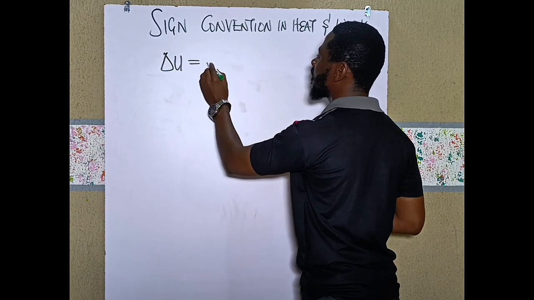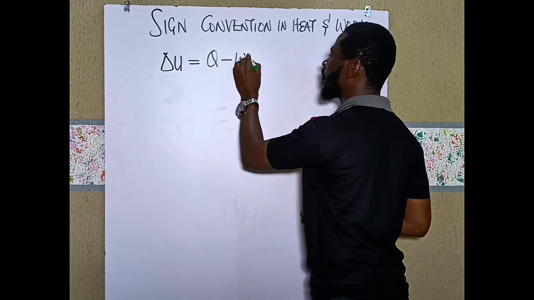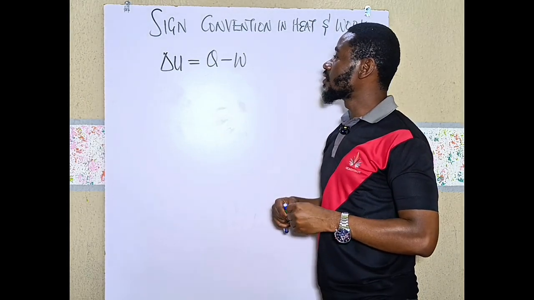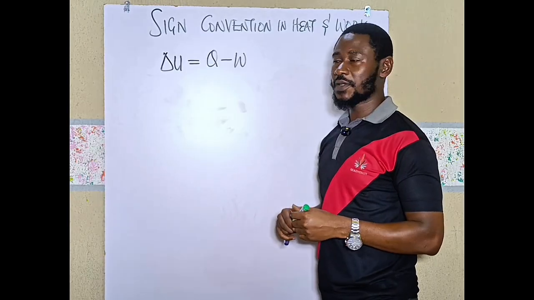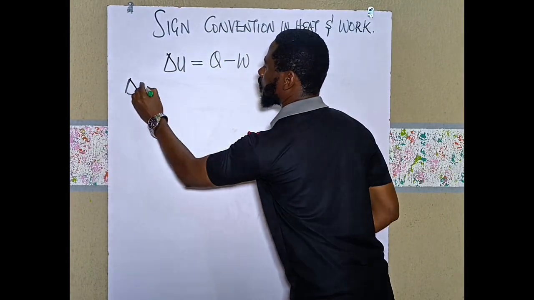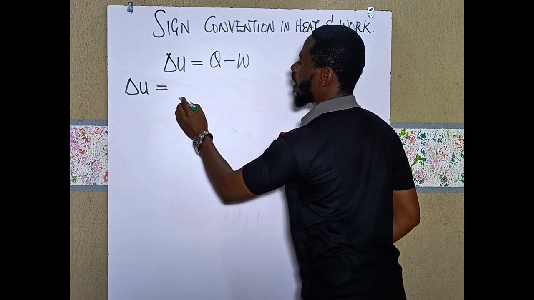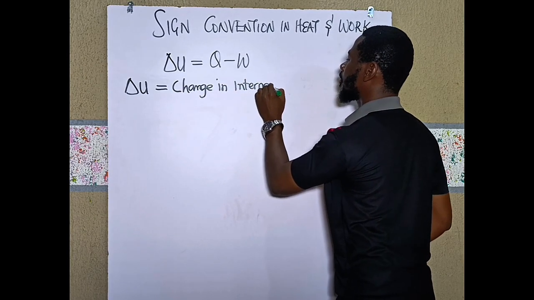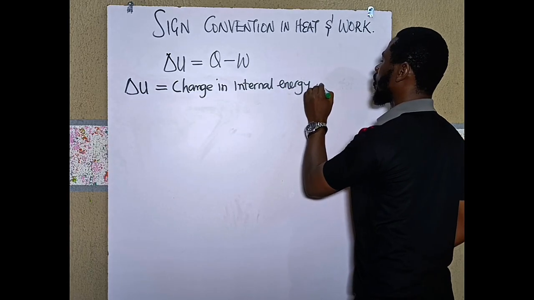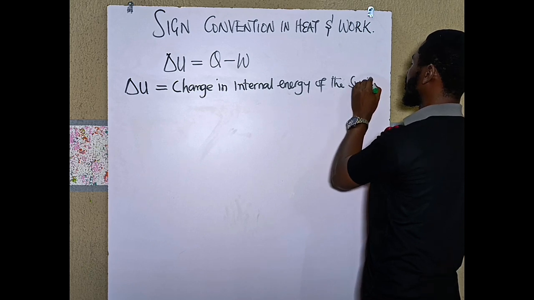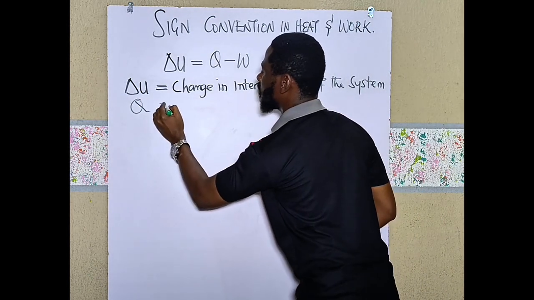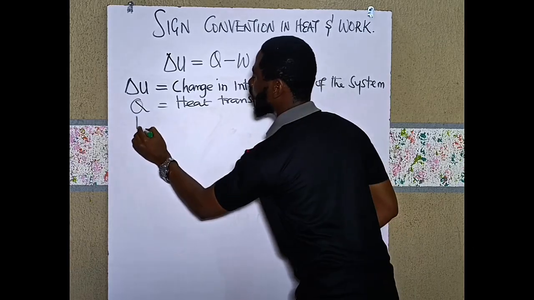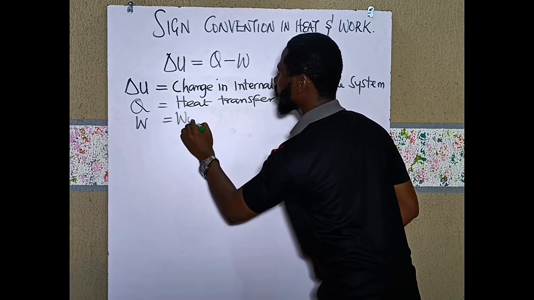change in internal energy of the system, ΔU = Q - W, where ΔU is the change in internal energy of the system, Q is the heat transfer, and W is the work transfer.